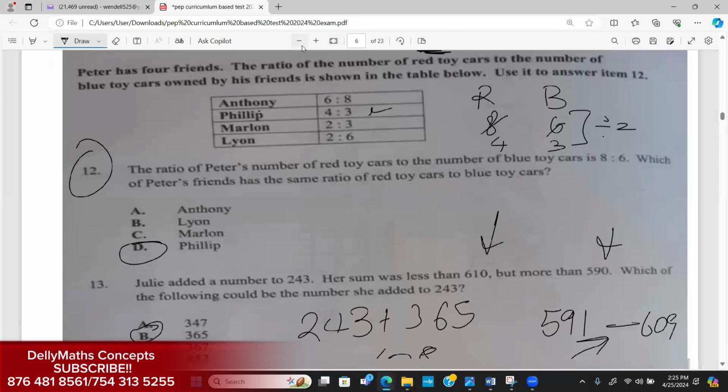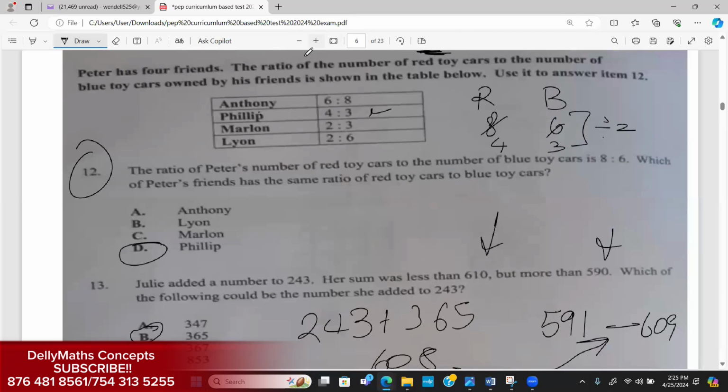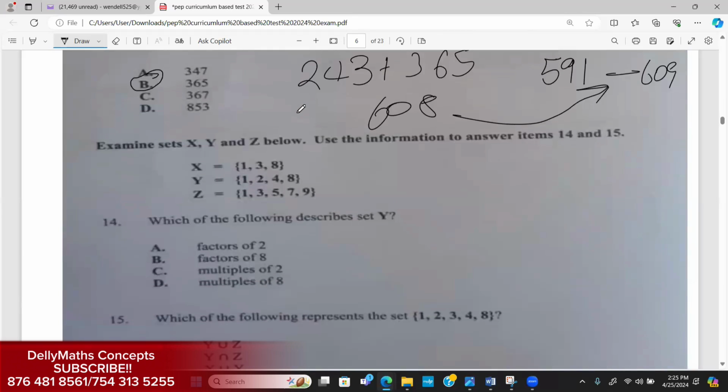Let's see what's going on with this. Come on, let's see those who ace this. All right. So examine the set X, Y, and Z below. Use the information to answer items 14 and 15.